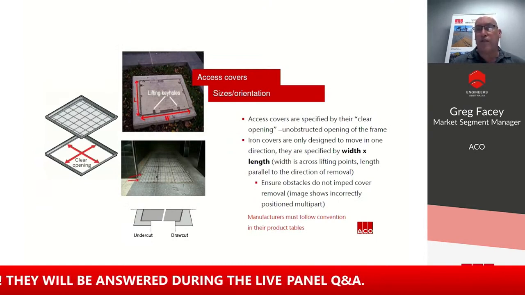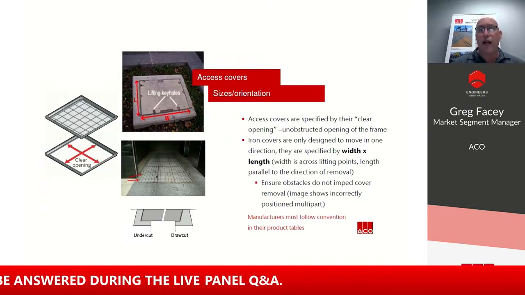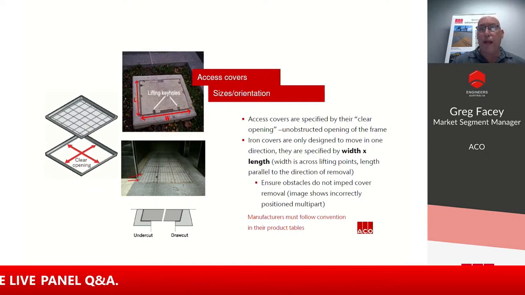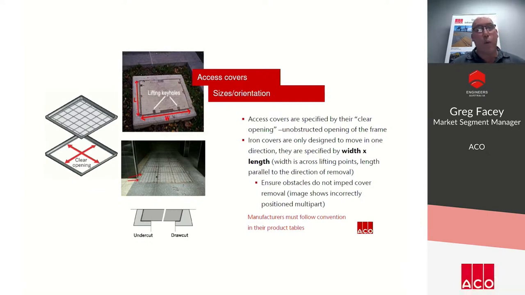Access covers are specified by their clear opening, and that's the unobstructed opening of the frame. And covers are only designed to move in one direction, so they're always specified by their width and their length, where the width is across the lifting points and the length is parallel to the direction of removal. So ensure obstacles do not impede cover removal.